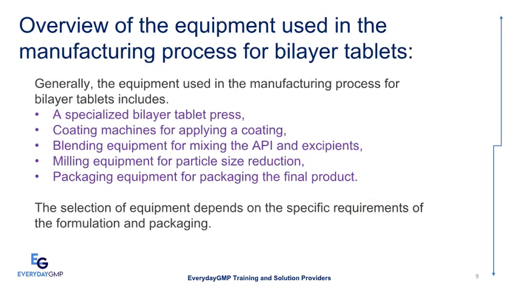In detail, we will discuss an overview of the equipment used in the manufacturing process for bilayer tablets. Generally, the equipment used in the manufacturing process for bilayer tablets includes a specialized bilayer tablet press, coating machines for applying a coating, blending equipment for mixing the API and excipients, milling equipment for particle size reduction, and packaging equipment for packaging the final product. The selection of equipment depends on the specific requirements of the formulation and packaging.